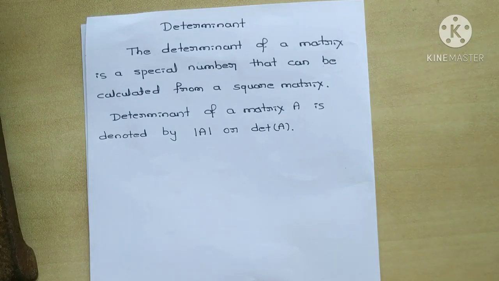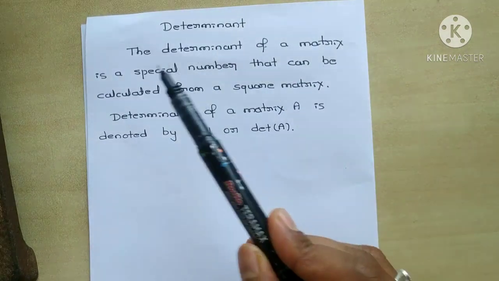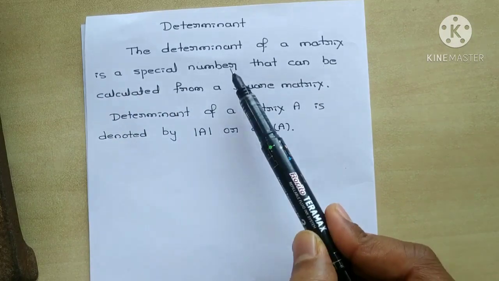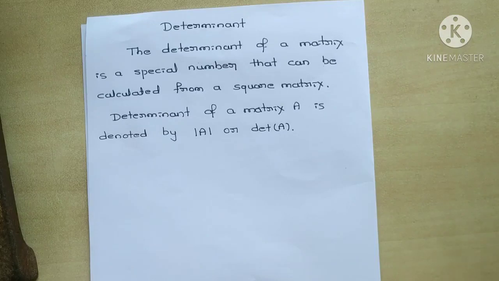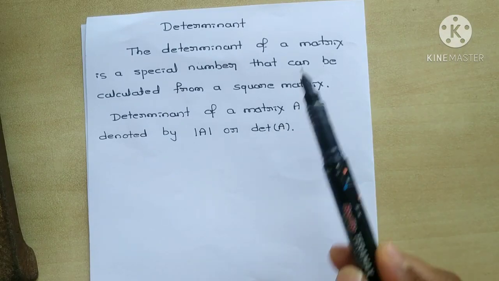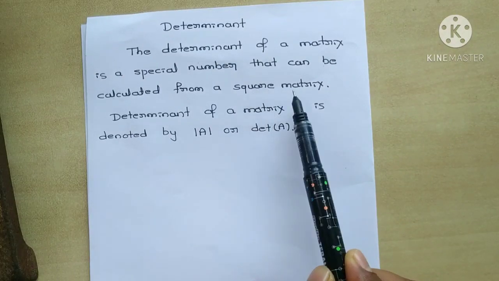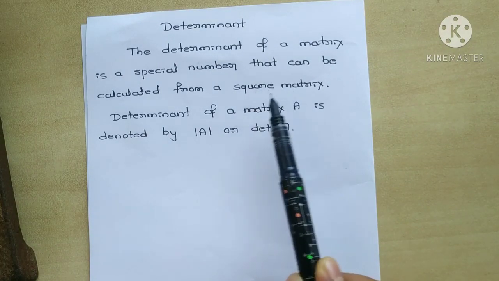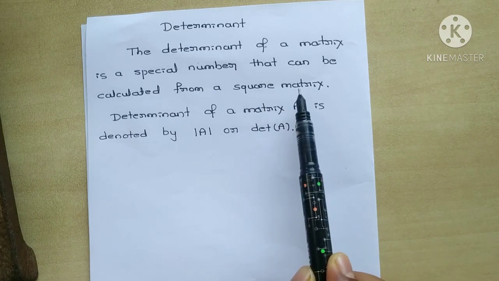Hello everyone, in this video we will discuss determinants. The determinant of a matrix is a special number that can be calculated from a square matrix. So remember, if you want to find the determinant value, you need which type of matrix? Square matrix. In the previous class, in the types of matrix, you already learned about the square matrix.